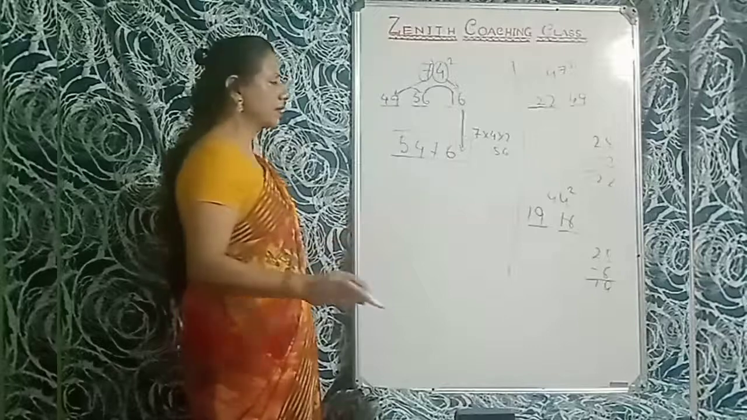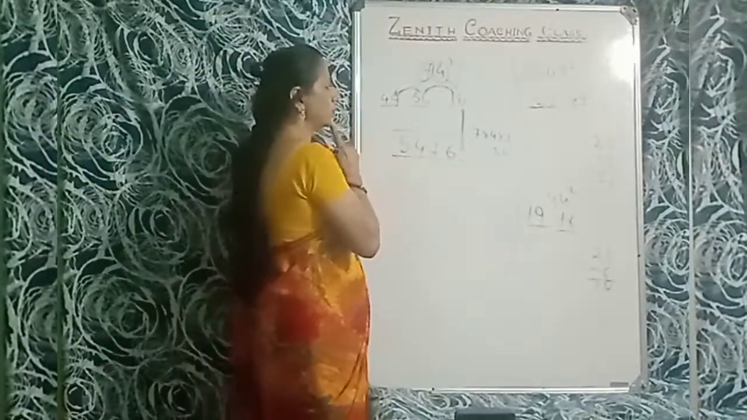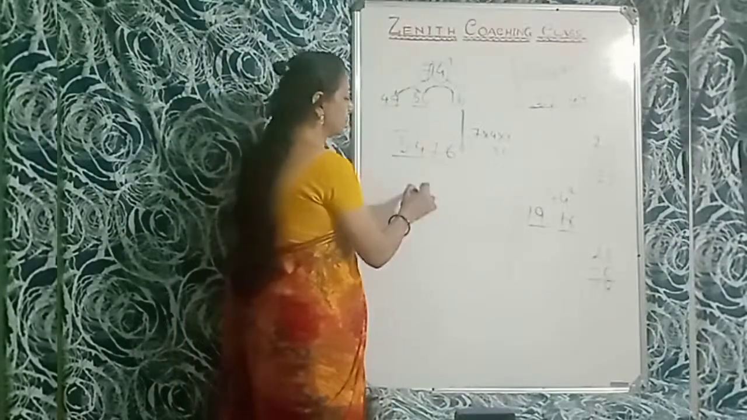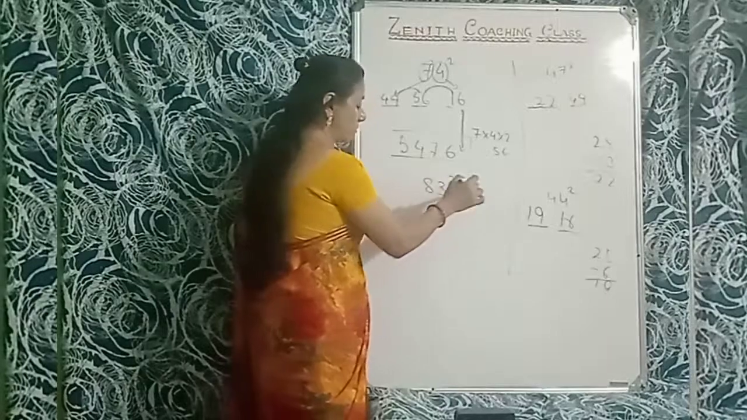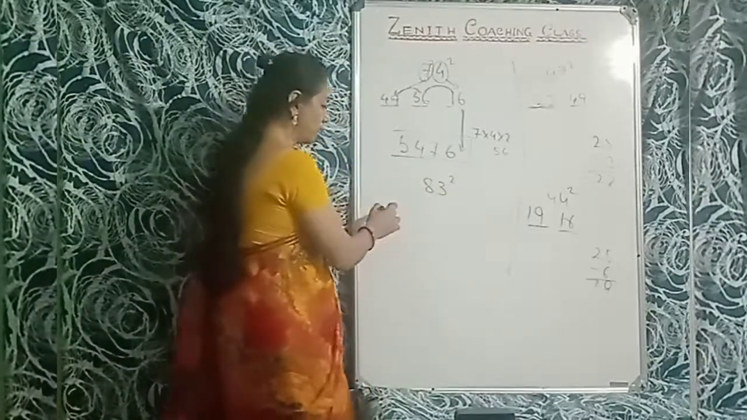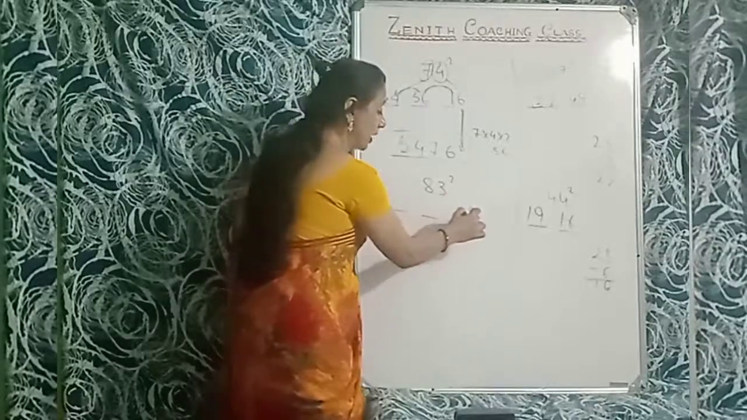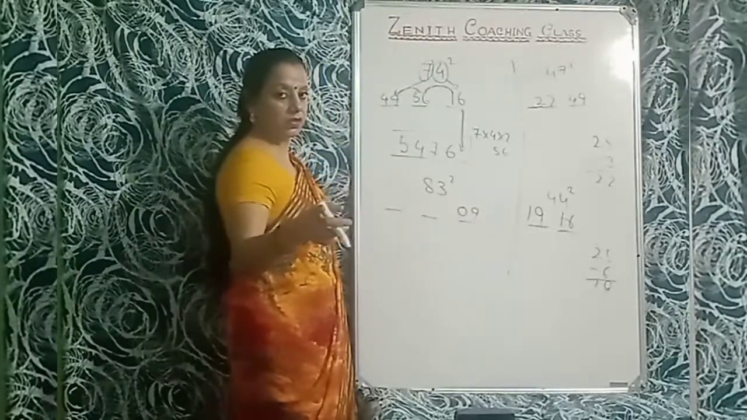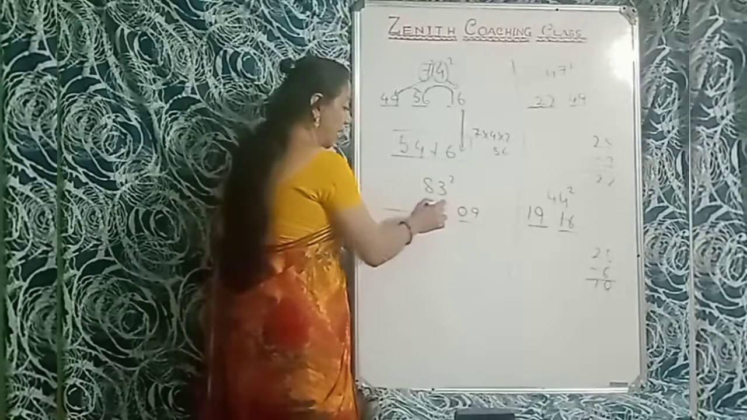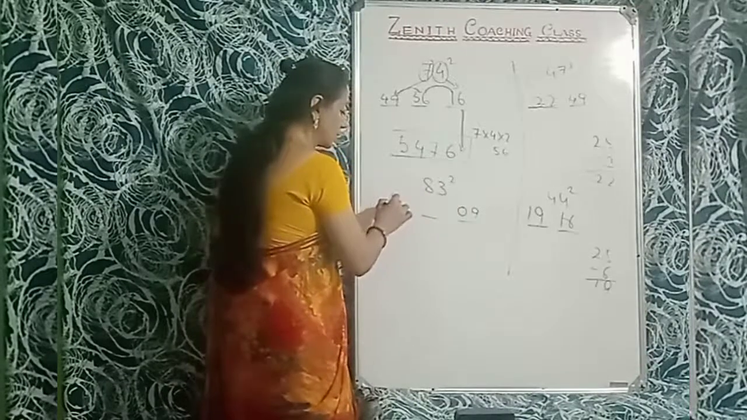Again I will teach you another sum. Okay. Then what to do? That is 83 square. So what will you write? 3 square is 09. Always write in 2 digits. Okay, so 09. And 8 square is 64.